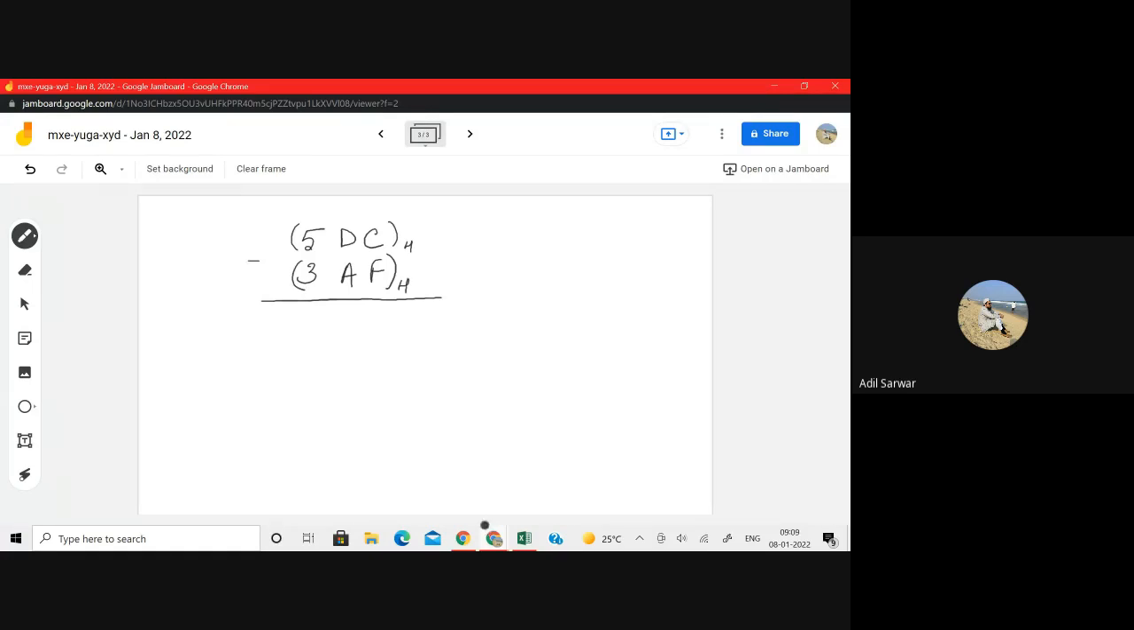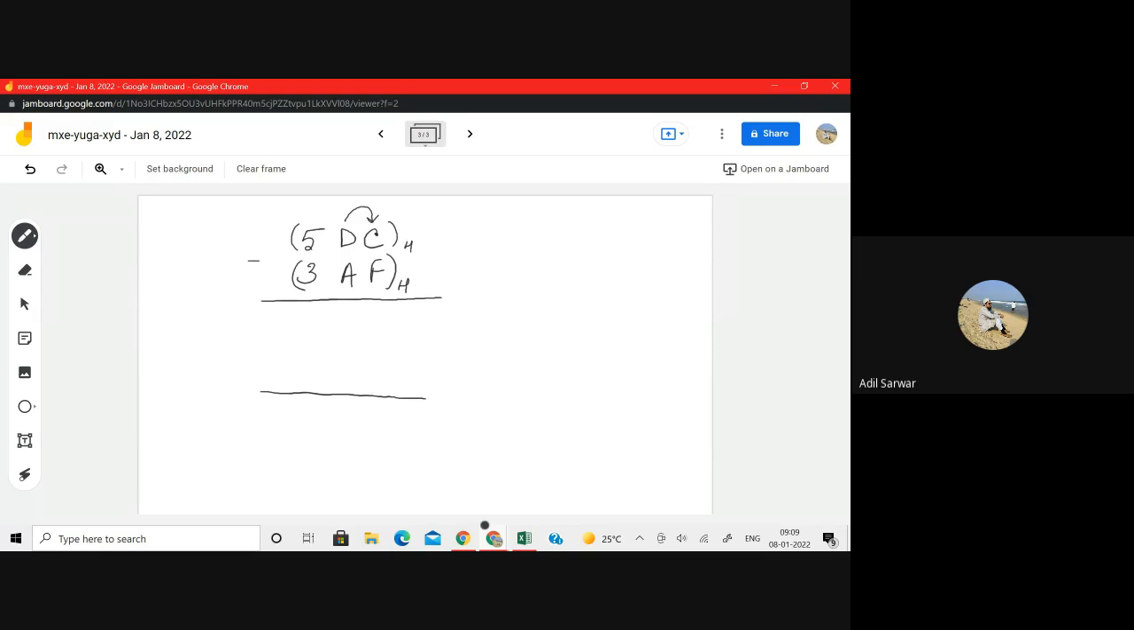So I have to subtract F from C. Now F is greater than C, so what I have to do is take a carry from the immediate leftmost digit. Carrying from here means I am carrying 16. It is not decimal, in which we take 10 from here. We are rather taking 16 from here.